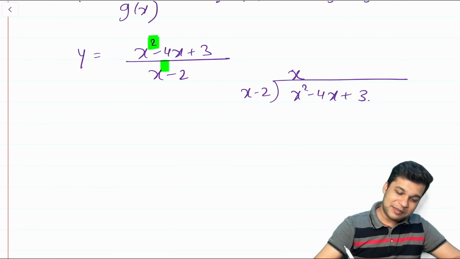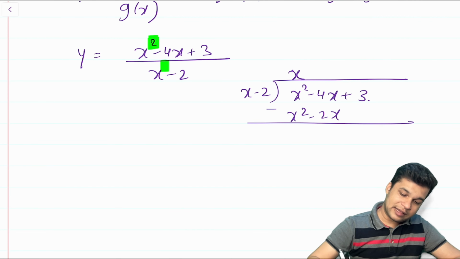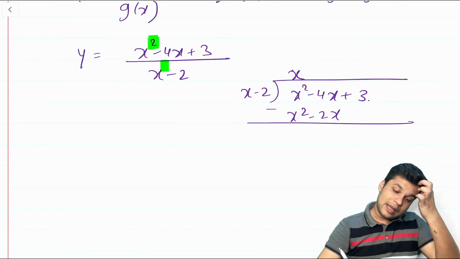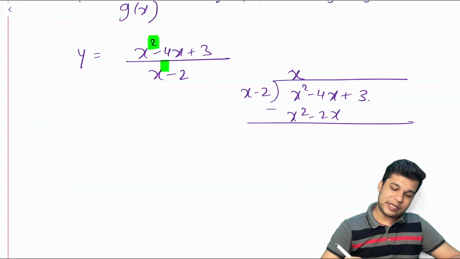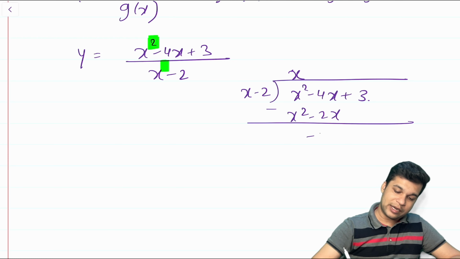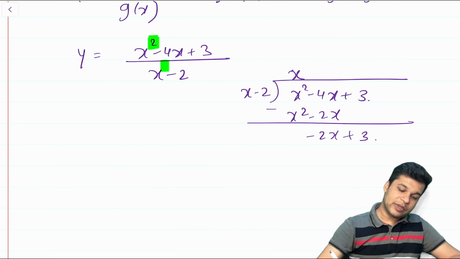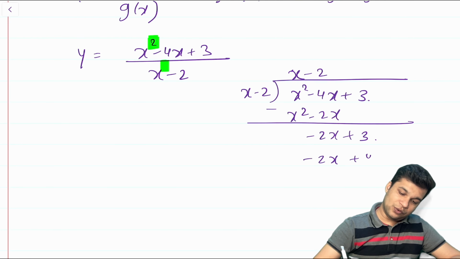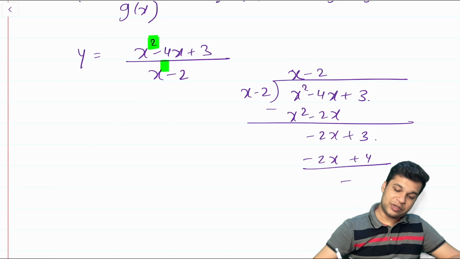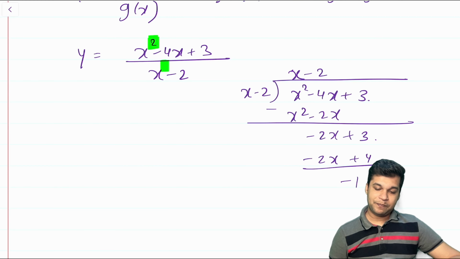So this is x times x, so you get x square. You multiply minus 2 with x, so you get minus 2x. Let us subtract them. So x square minus x square is 0. Minus 4x minus minus 2x will be minus 4x plus 2x, so you get minus 2x plus 3. And then you multiply by minus 2 here, so you get minus 2x plus 4. And 3 minus 4 is negative 1.